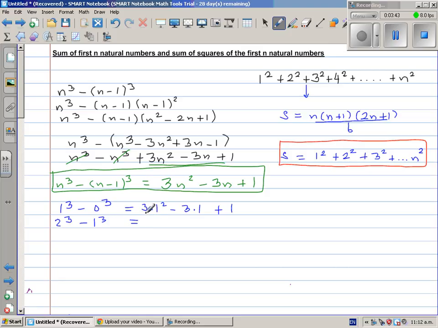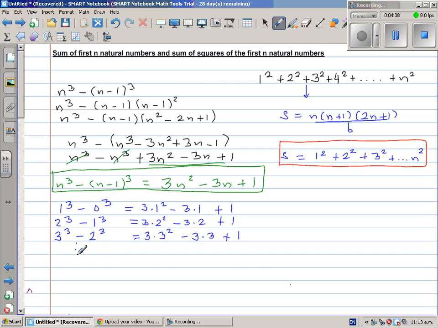Does it sit here properly? So your n is 2 here. So this is 3 times 2 squared minus 3 times 2 plus 1. So let's confirm: 4 times 3 is 12, 12 minus 6 is 6, plus 1 is 7. That also is working. So if it is 3 cubed minus 2 cubed, which is 27 minus 8, 27 minus 8 is 19. So it is 3 times 3 squared minus 3 times 3 plus 1. Okay, so this is 27 minus 8.